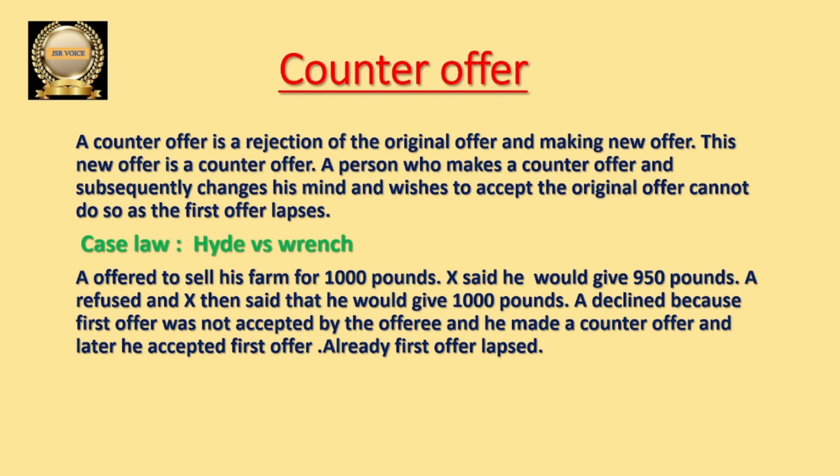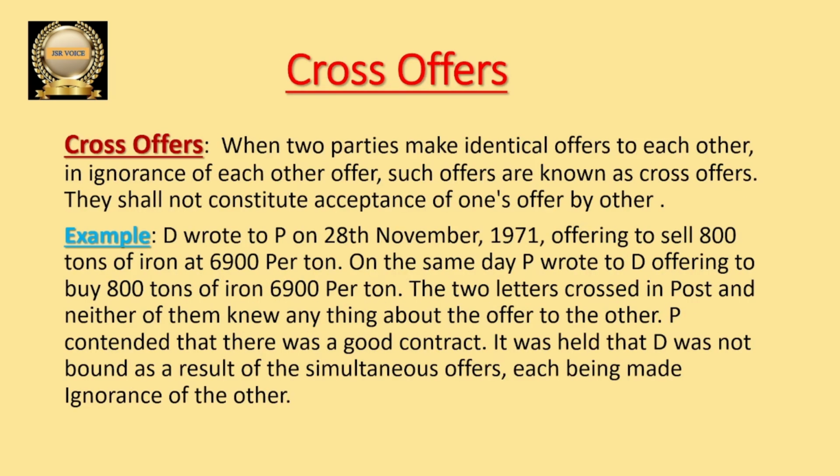So here X filed a case on A and the judgment came in favor of A, because the original offer came to an end because of the counter offer, and A need not sell his farm for 1,000 pounds to X. Whenever he made the first offer, X did not accept it. He made a counter offer for that. That is why the first offer came to an end, and later on X said, okay, I will purchase it for 1,000 pounds, but A need not sell it. Hope this is clear. Let us go to the next discussion.